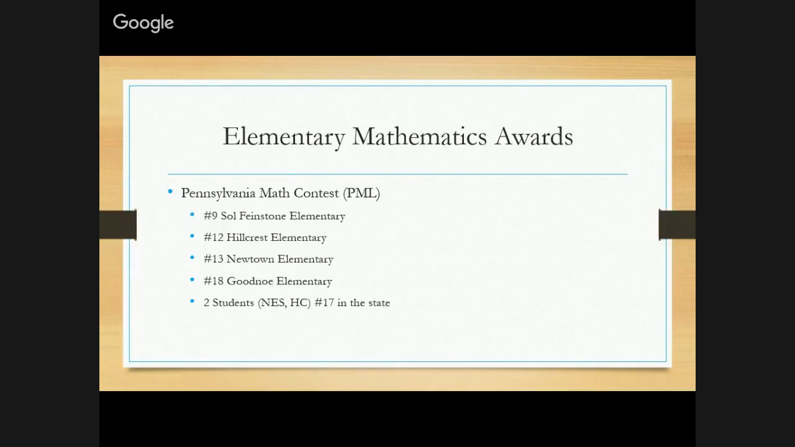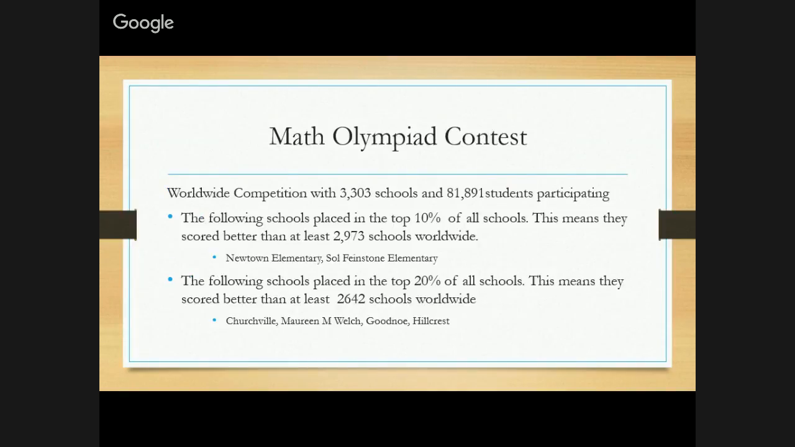What we focus on in math enrichment is the Math Olympiad contest, which is a worldwide competition. Over 3,000 schools across the world participate. This year there were 81,891 students across the world who completed all 5 contests. About 150 of our kids signed up, but not everyone completed it. Newtown Elementary and Sol Feinstone placed in the top 10% of all those schools, which means they scored better than at least 2,973 schools worldwide.